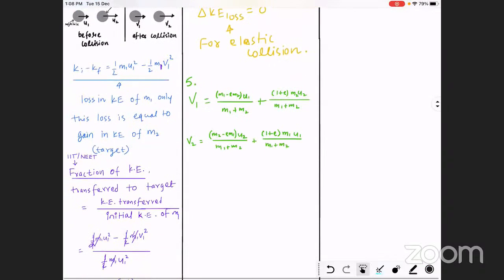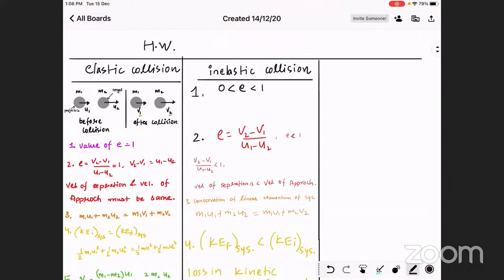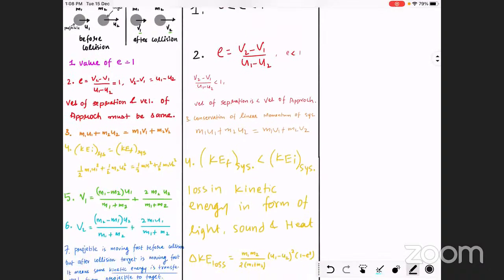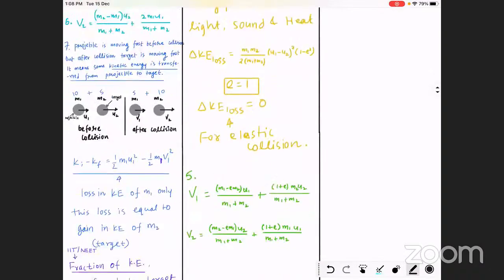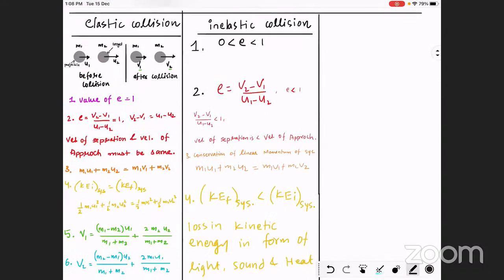There is a loss in kinetic energy of m1 only. Now, in elastic collision there is no loss in the kinetic energy of the system, but in inelastic collision there is some loss of energy in the form of sound, light and heat. I think there is no doubt in all this. These many points are more than sufficient.